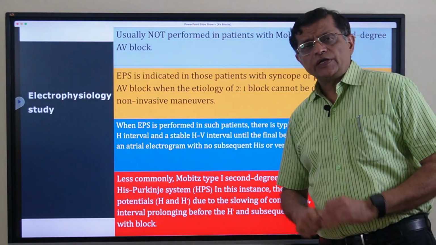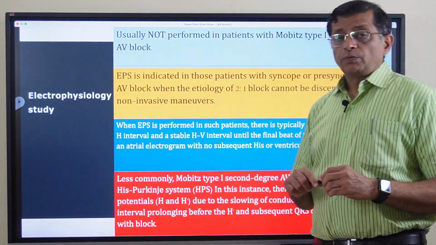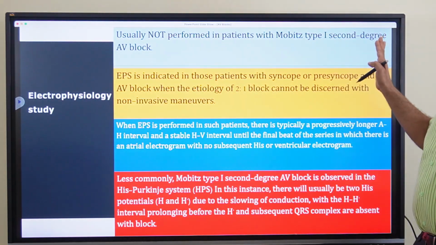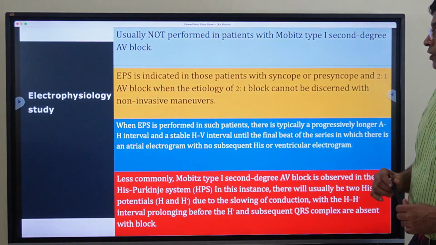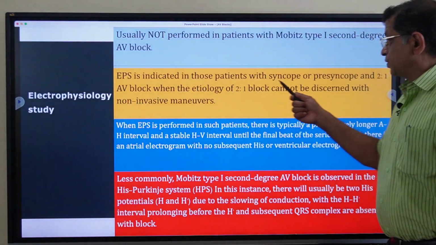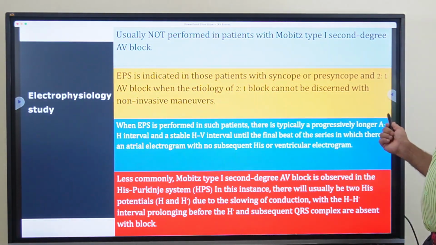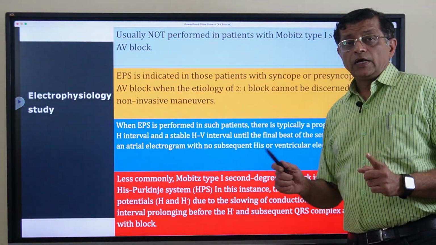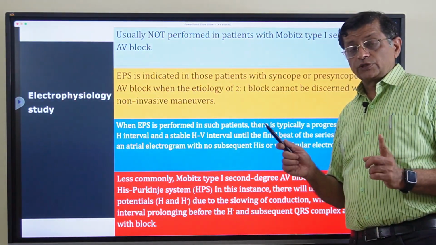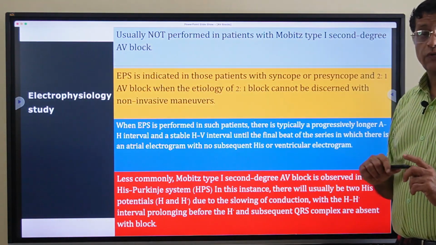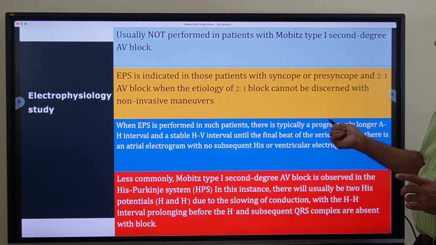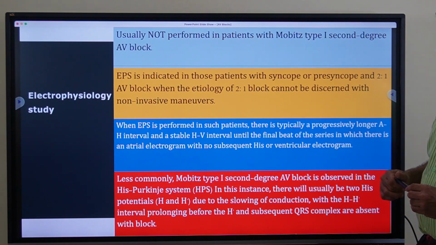Electrophysiology study is very rarely required for Mobitz type 1 AV block. So usually it is not performed, and with a simple ECG you can diagnose. EPS is indicated in those patients with syncope or pre-syncope with 2:1 AV block. So when there is 2:1 AV block and the patient is symptomatic, with syncope or pre-syncope, and you are not very sure whether this is type 1 or type 2 Mobitz block, then sometimes you may require EPS.